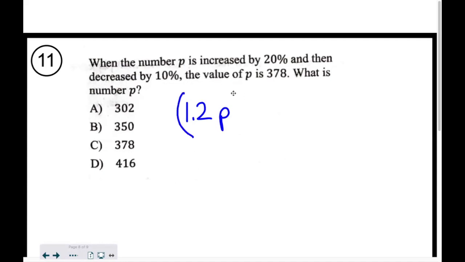10%. Well, that is decreasing something by 10%. So start at 100, take away 10, and you're at 90%. So that's 0.9. So you're doing 1.2p times 0.9.